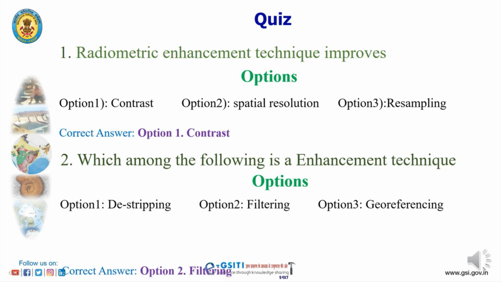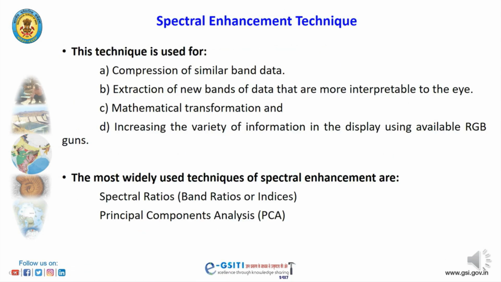And the correct answer is option 2, filtering. Spectral enhancement technique: this technique is used for compression of similar bands and extraction of new bands of data that are more interpretable to the eyes. Mathematical transformation is performed during spectral enhancement. It increases the variety of information in the display using available RGB guns.